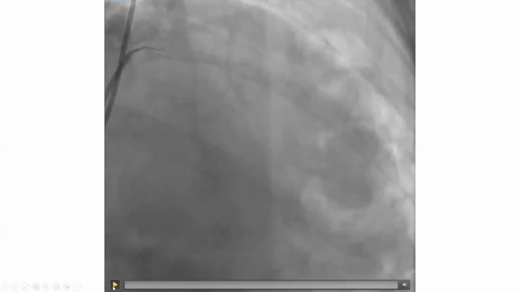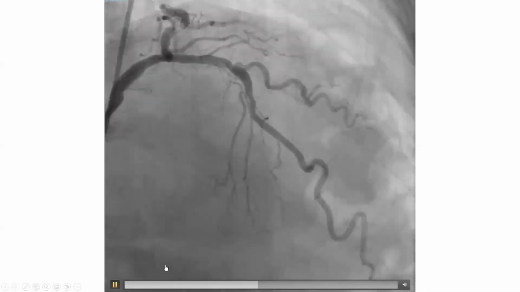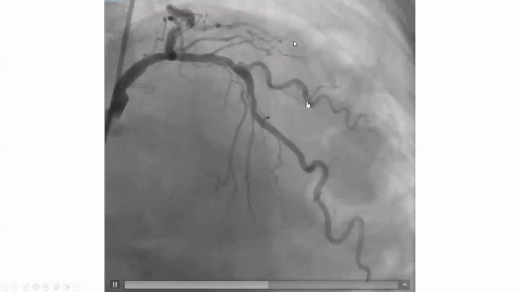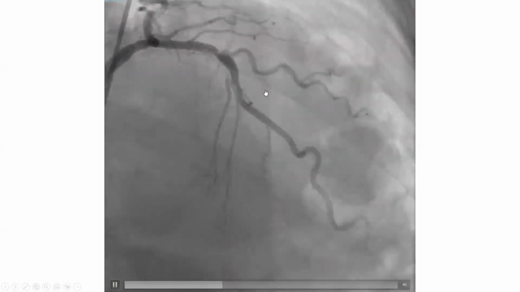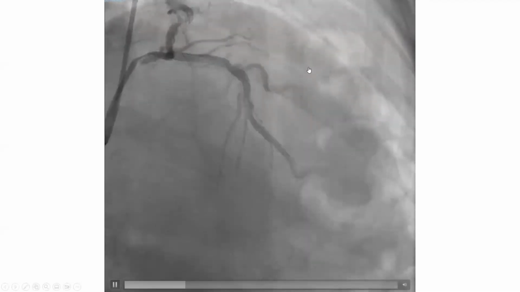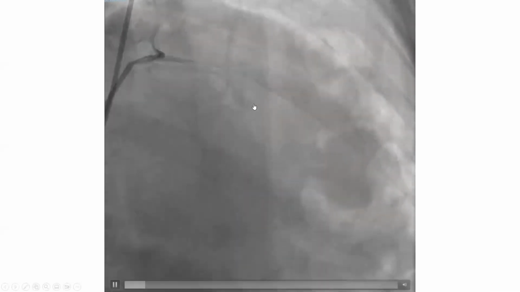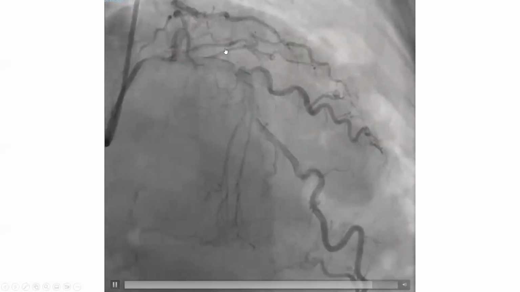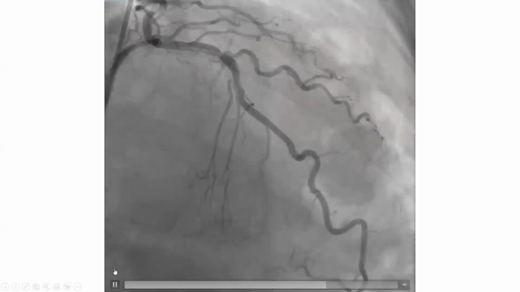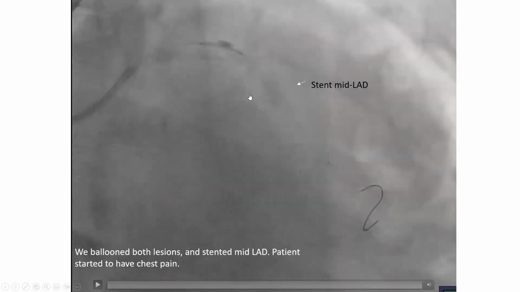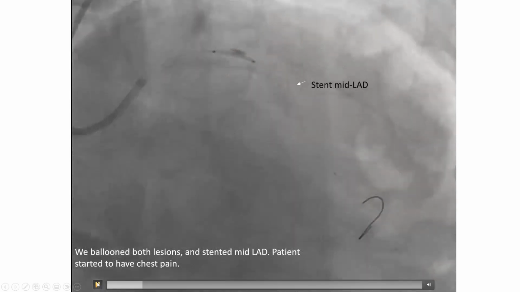This is another illustration here. This is a patient who has two LAD lesions that we proved are significant by iFR. This lesion here in the mid-LAD and this lesion here more proximally. So we ballooned both lesions and we put our first stent in the mid-LAD and we were ready to put the second stent here. But the patient after that mid-LAD stent started to have chest pain.